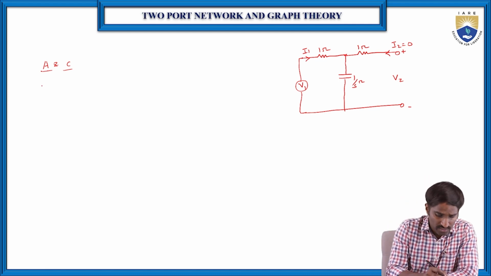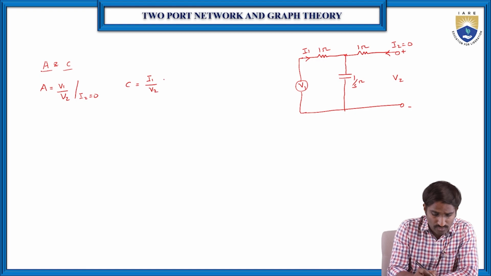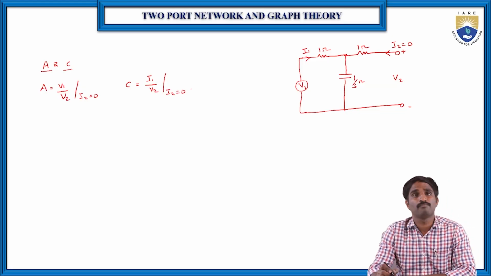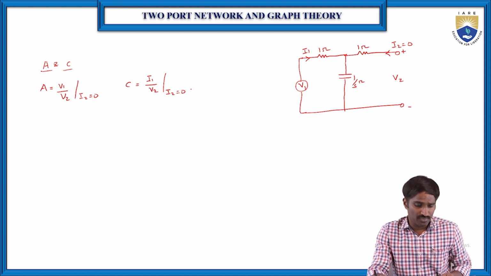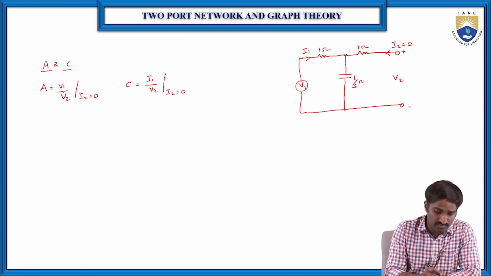As we know, the parameter A is equal to V1 by V2, by making I2 equal to 0. Similarly, the parameter C is equal to I1 by V2, by making I2 equal to 0. Now, how do we find this V1 by V2 value?